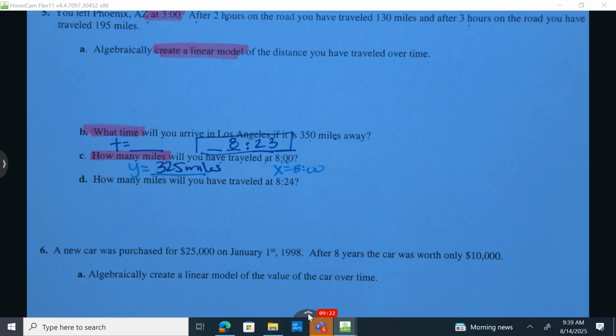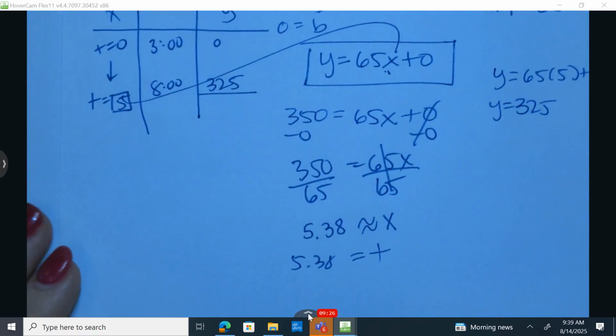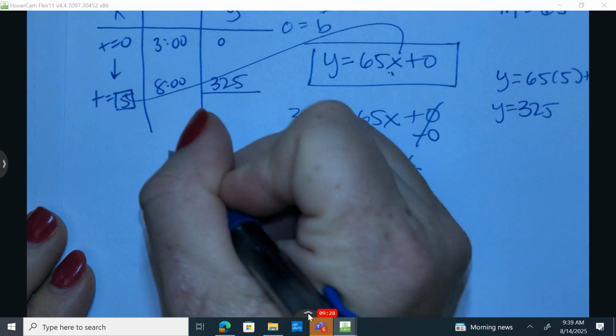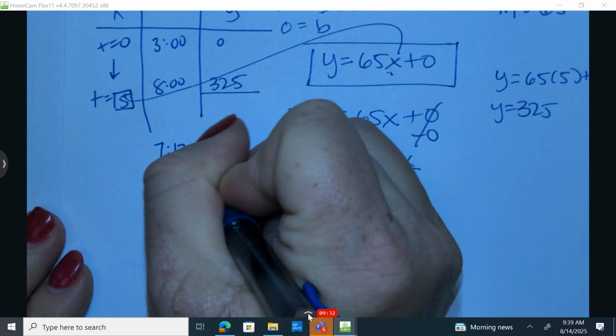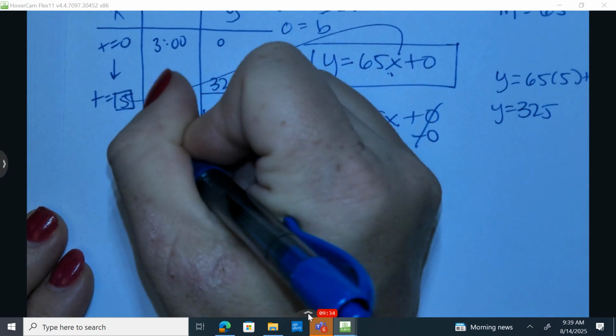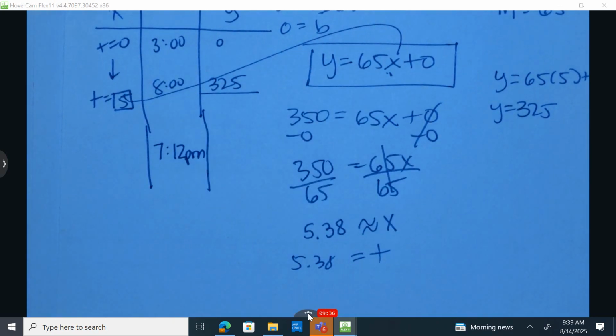We're going to practice more of these right now, just for the sake of practice. So you ready? What if I said to you, 7:12 p.m.? I want to know how many miles have you traveled at 7:12 p.m. I'm going to do 2, and then I want you to try the next one. Please just watch this first one.